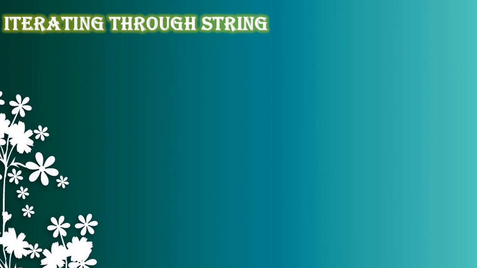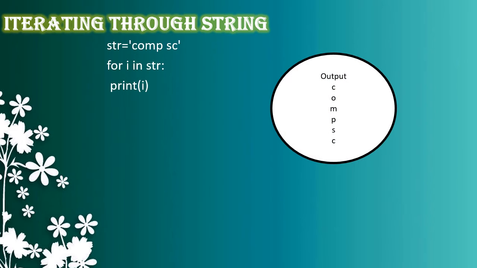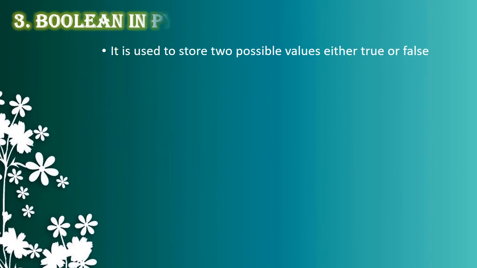And iterating through a string. See here, str is assigned "computer science", and using the for loop we can retrieve it letter by letter. For i in str, each letter is assigned to that variable i one by one, so it will be printed one after another.